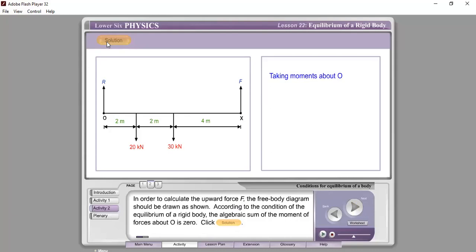Taking moments about O, 20 times 2 plus 30 times 4 equals F times 8, which implies 40 plus 120 equals 8F, which implies F equals 160 over 8, which equals 20 kilonewton. Okay, so easiest, we said that.